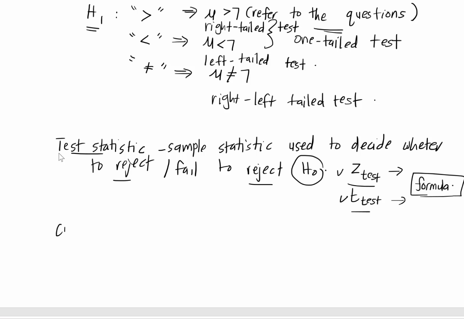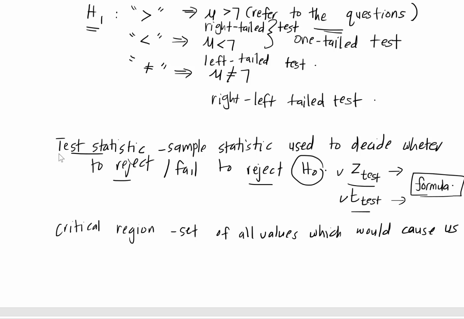Now what is the critical region? This critical region is the set of all values which cause us to reject the H naught. What is the value? It comes from the critical values.